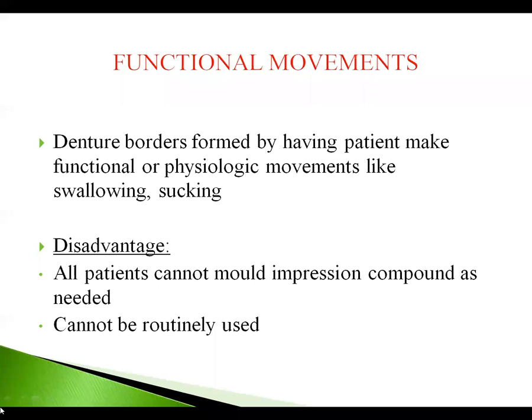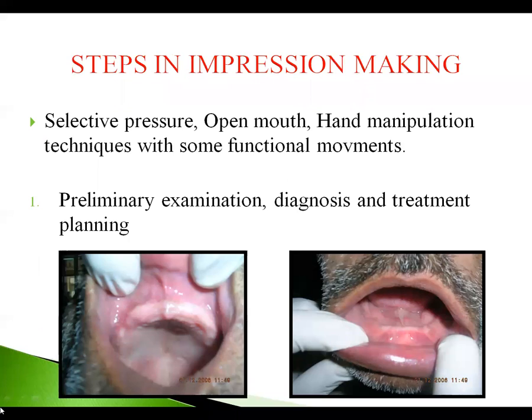Coming to the next technique, that is the functional movement technique, in which the denture borders are formed by having the patient make functional or physiologic movements like swallowing and sucking. The disadvantages are that all patients cannot mold impression compound as needed, so it cannot be routinely used. Now coming to the most important part, the steps in impression making: selective pressure, open mouth, hand manipulation technique with some functional movements.